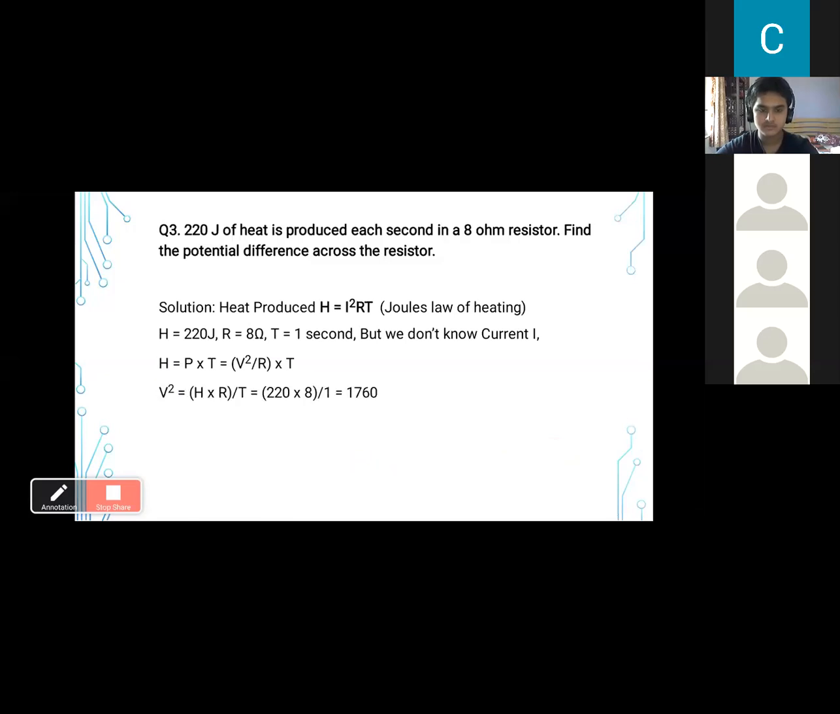So V square comes out to be H into R divided by T, and it comes to 1760 volts squared. Then I'll take the square root of it, and I'm going to get 42 volts. So first find V square, find the square root of this term, and you'll get 42 volts as the answer. In this you have to judge which formula you're going to apply. Is 42 approximate? Yes, 42, it's accurate.